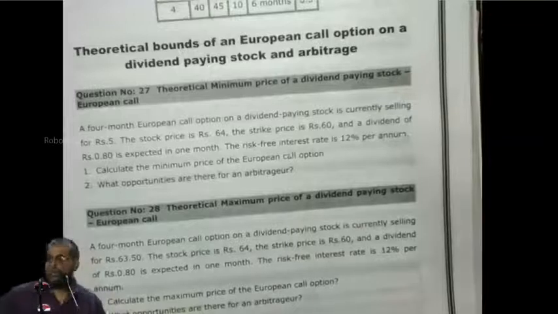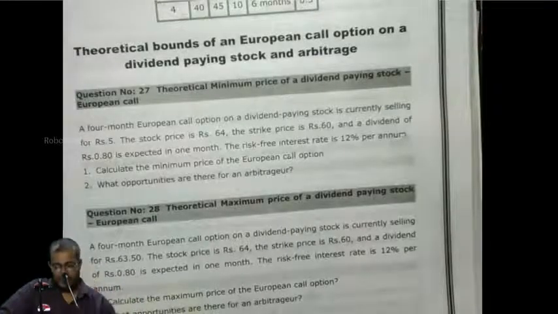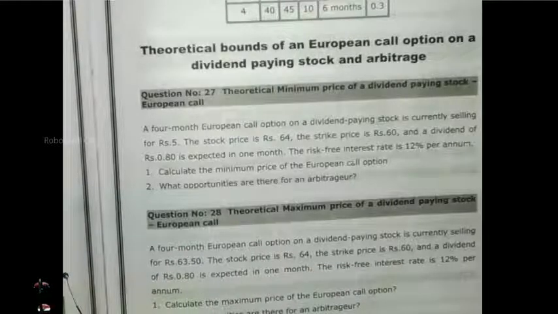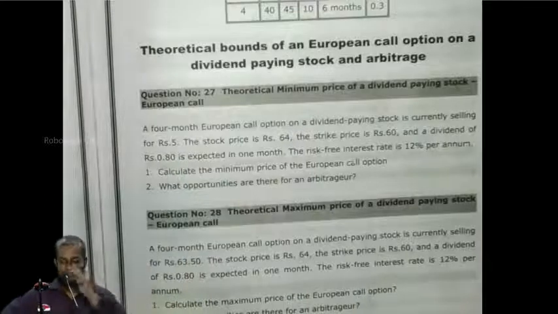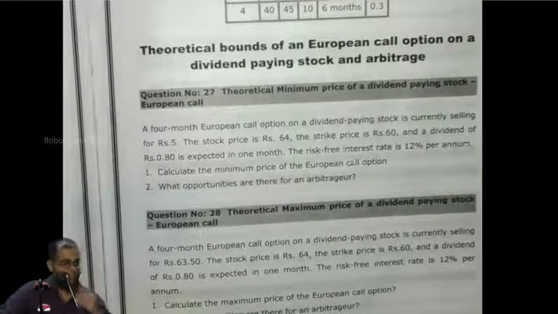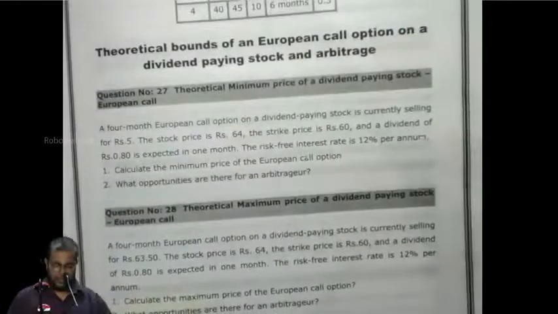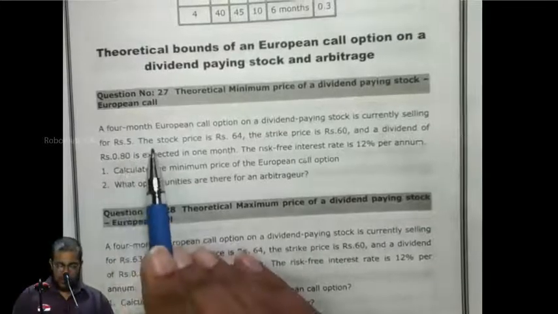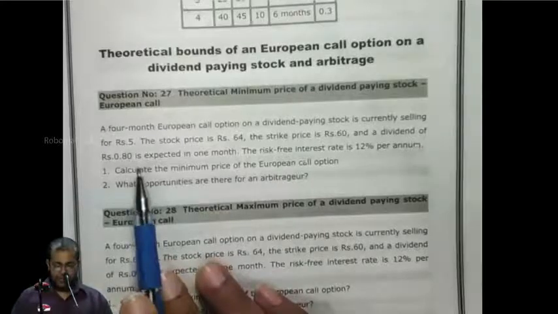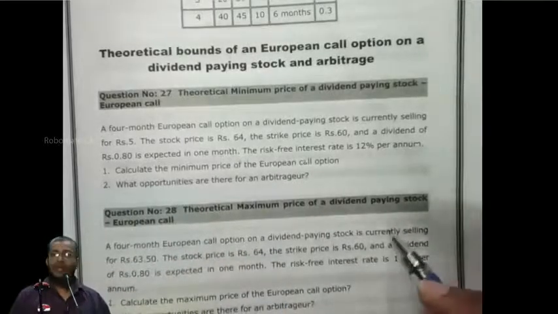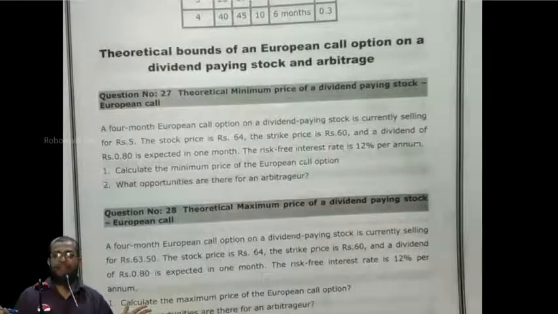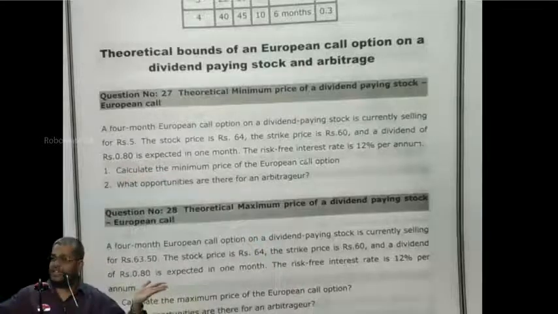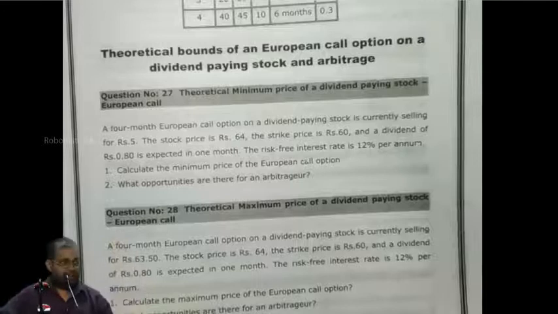Take question number 27. Twenty-seventh problem, let us start. All these sums, understand that 90% of the solution you already know. Just 10% here and there, extra steps are involved, that's all. The maximum arbitrage approach is going to be the same way now also. Earlier revision also happens now.